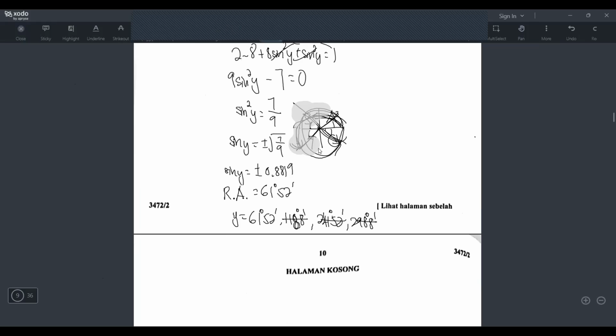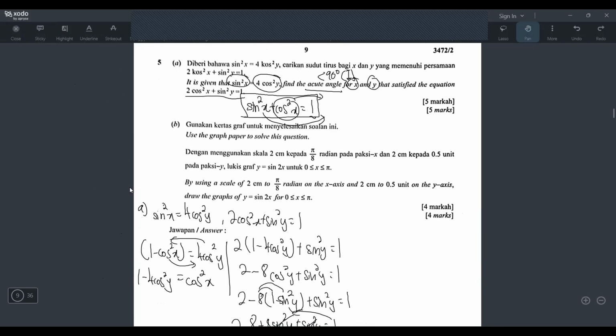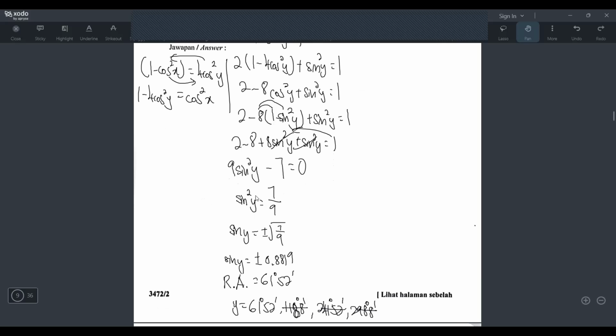It's not finished yet, this is only y. I still have to find x. So how to find x now? Can I substitute in here? Wait, let me think. They want to find y and x, right? I have already found y. So to find x, how? Let's see. I already know my sine y, but if I substitute in here, I can't get it. So how to find it? Let me think.